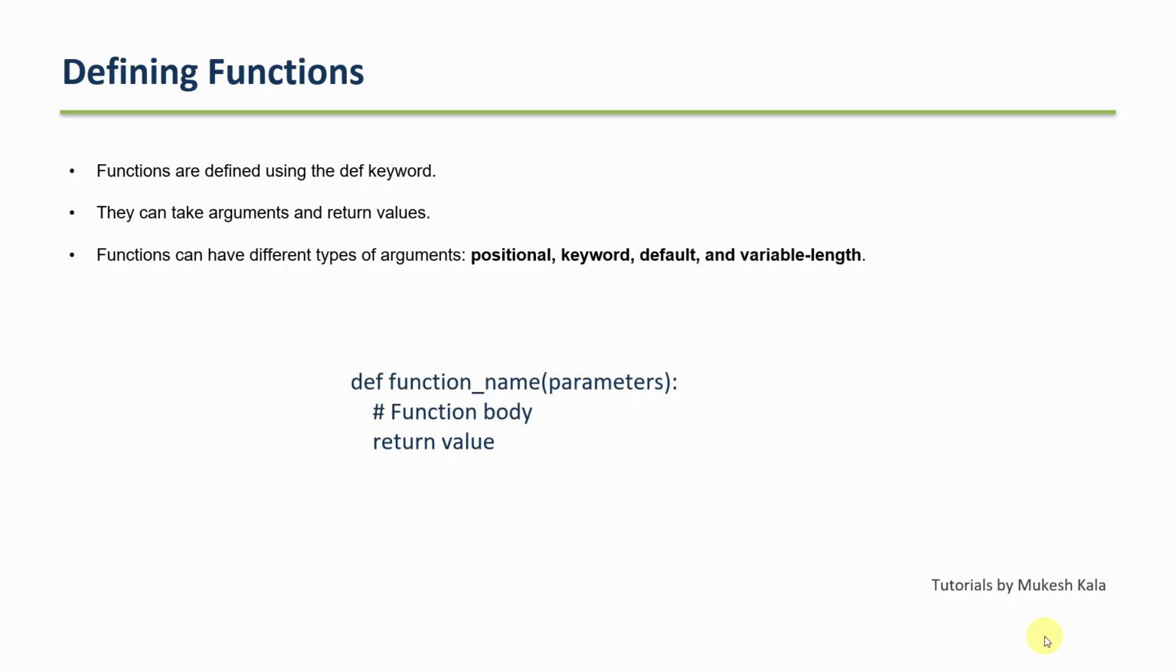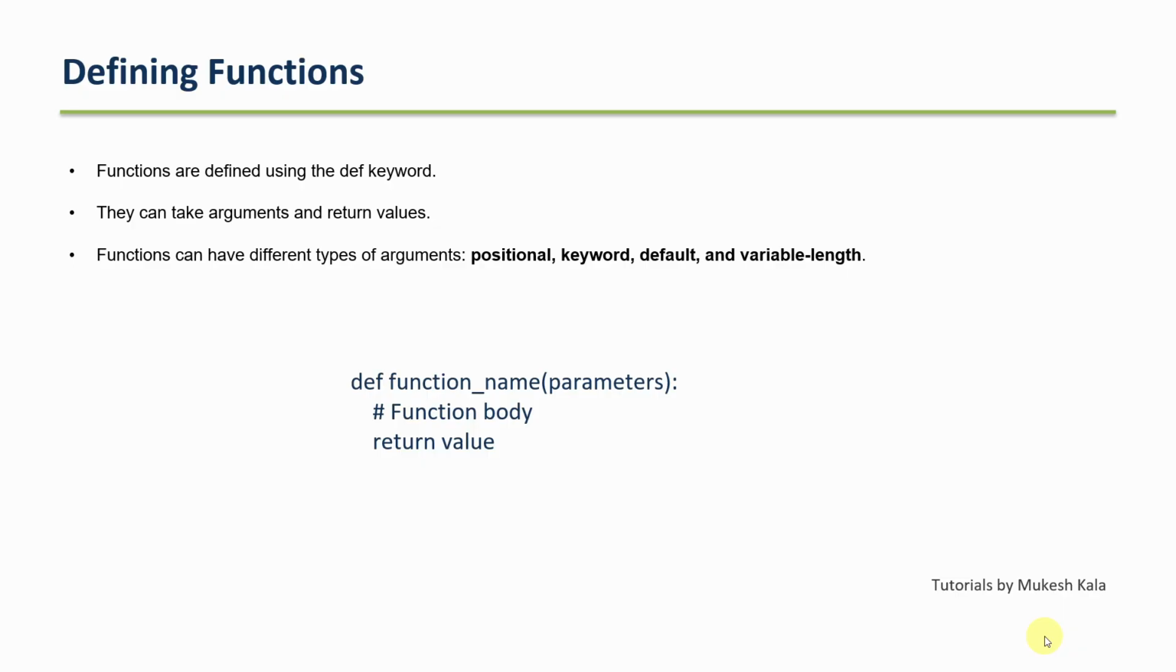Now if I talk about the structure, this is how you define the function. You use the def keyword, then you use the function name, and then you provide the parameters. That function body is where you write the implementation, and then you return the value, right? So at a very high level, that is how you define the function.